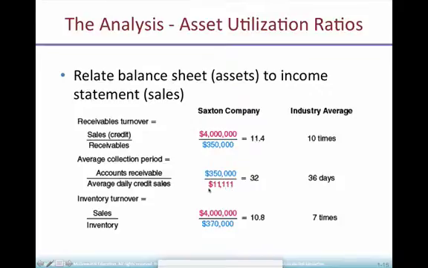$11,111. So doing the calculations, I collect my receivable in 32 days, which is really 4 days faster than industry average. So that's good. So for this ratio, a smaller number is better.